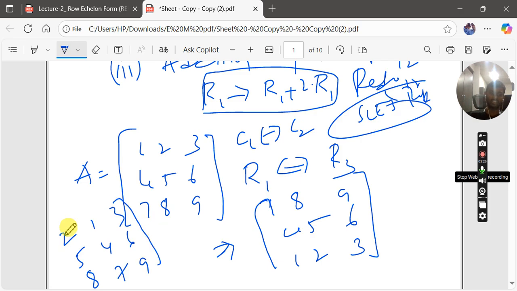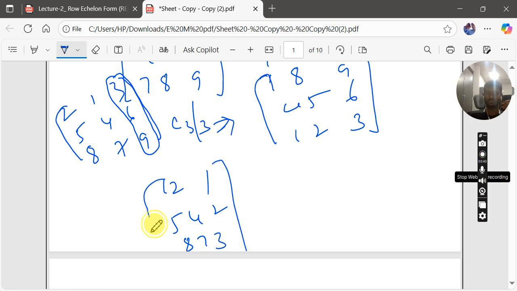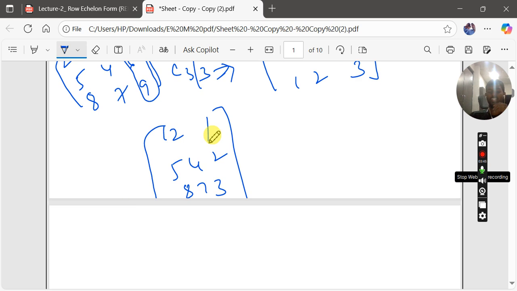Now you can observe the third column is divisible by 3. So you can do that also, C3 by 3. Then what will happen? 1, 2, 1, 5, 4, 2, 8, 7, 3. Next, for example, we have the matrix 1 2 1, 5 4 2, 8 7 3.